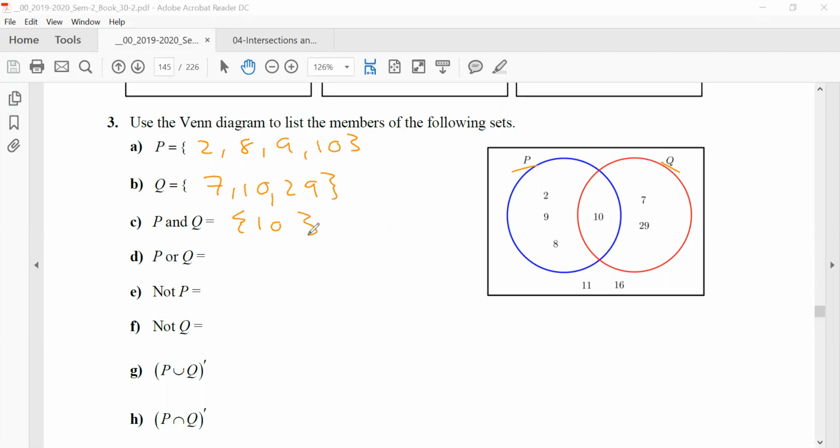P or Q, well, I'm going to highlight this one. P or Q is everything in there. So P or Q is, I'll try to keep it in order for us, 2, 7, 8, 9, 10, 29.